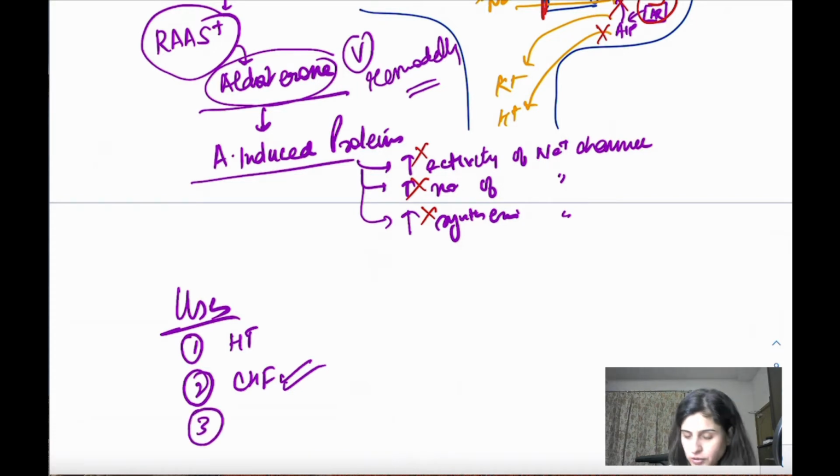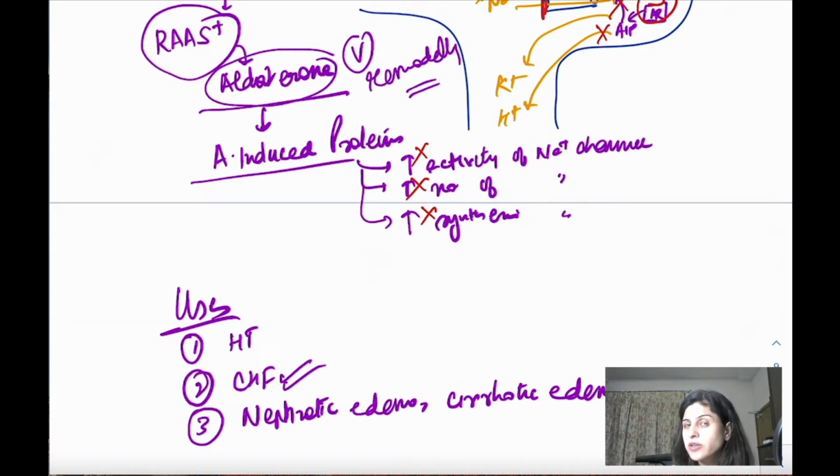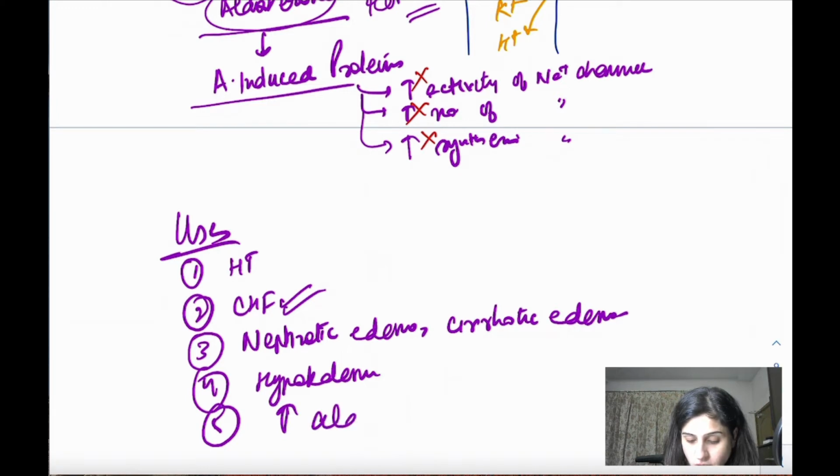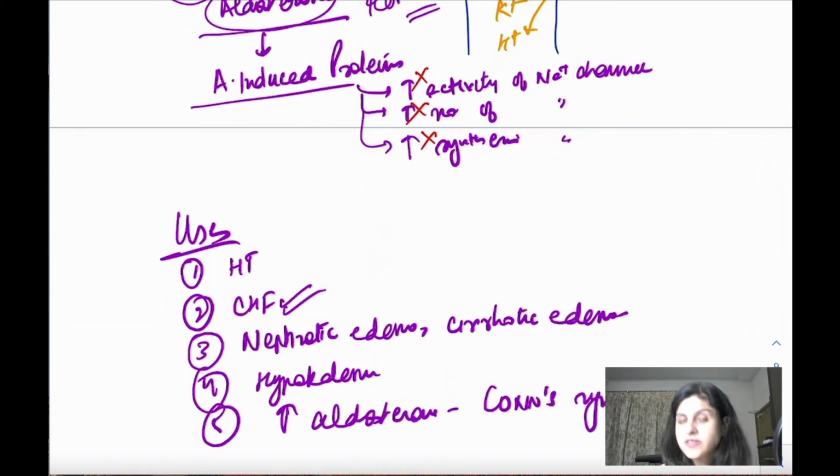Then there are certain types of edemas, like in nephrotic syndrome, nephrotic edema, cirrhotic edema. इसमें क्या होता है? There is an increase in the aldosterone level in the body. So in that case also you can give an aldosterone antagonist. Or the patient has hypokalemia, ठीक है? So you can give this. Or there is a condition where there is an increase in the aldosterone level in the body, which is called Conn's syndrome. So again you can give spironolactone.